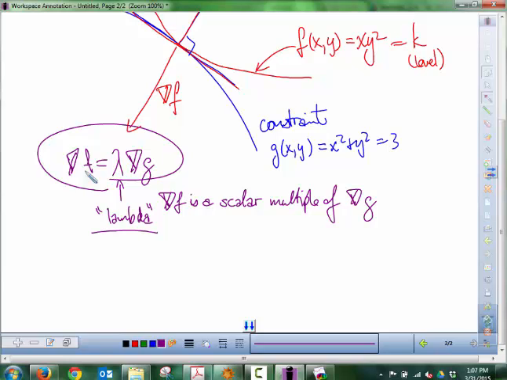Unless you have Wolfram Alpha and you just type it in and get the answer. Right? No. It wouldn't.